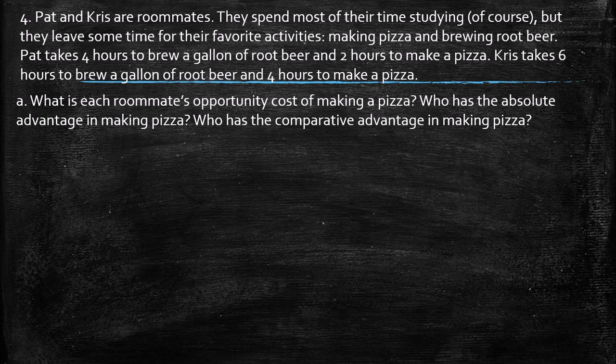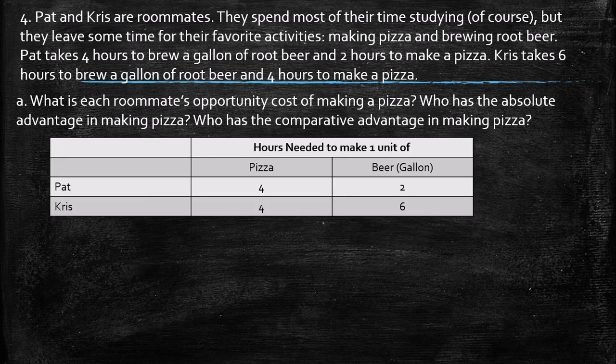So here the first question is, what is each roommate's opportunity cost of making a pizza? Who has the absolute advantage in making pizza? Who has the comparative advantage in making pizza? So we have here summarized all the information in the table.